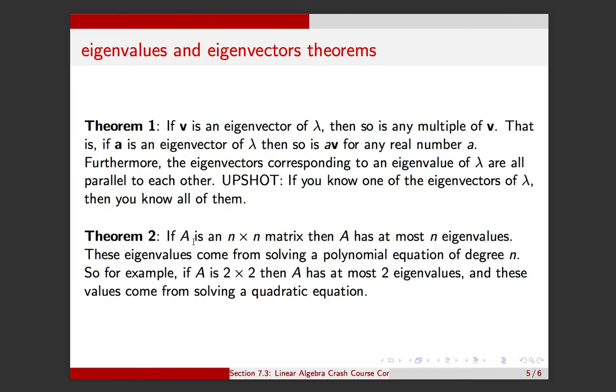Okay, so the second theorem is that if A is an n by n matrix, then A has at most n eigenvalues. The reason is that eigenvalues come from solving a polynomial equation of degree n. So for example, if you have a 2 by 2 matrix, then finding the eigenvalues reduces, it turns out, to solving a quadratic equation, an equation of degree 2. So we all know, right? Quadratic equations have at most 2 solutions. Or exactly 2 solutions if you want to double count things, you know.